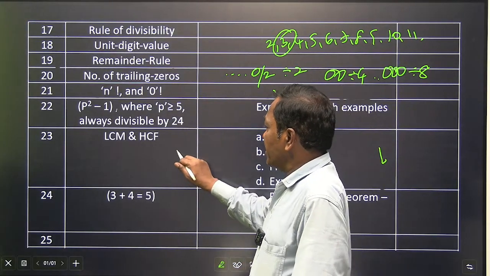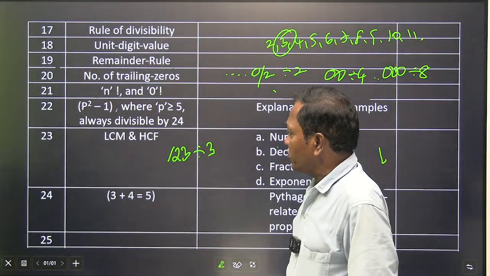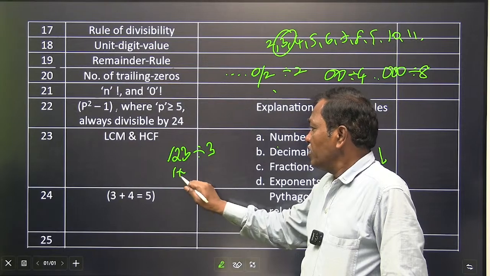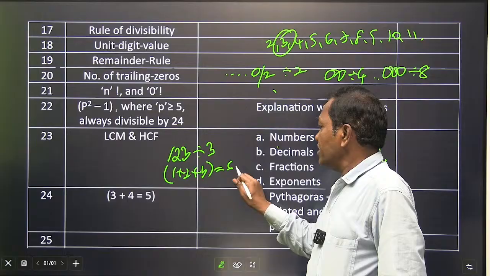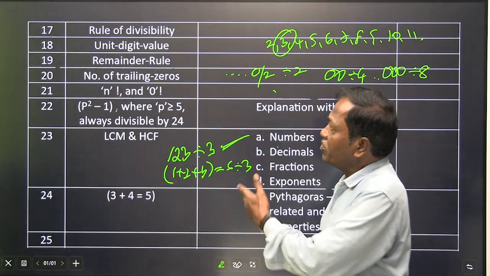For example, you can take 123. Is it divisible by 3? We do not know. What we need to do? What is the sum of the digits? 1 plus 2 plus 3 is 6. 6 is divisible by 3, so the whole number can be divisible by 3. That's the rule you can take.